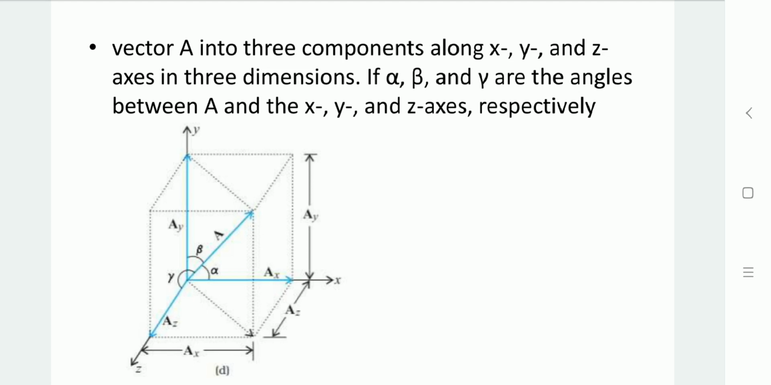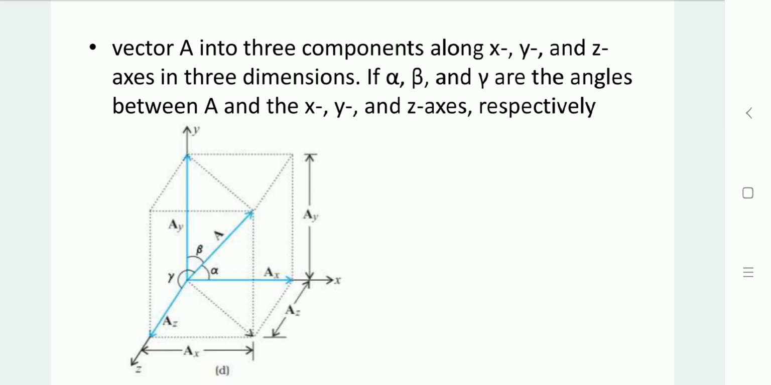Now let us take angle beta. So cos beta equal to A_y by A. So A_y equal to A cos beta. And let us take angle gamma. So cos gamma equal to A_z by A. So A_z equal to A cos gamma. So this is how all these three components can be represented.